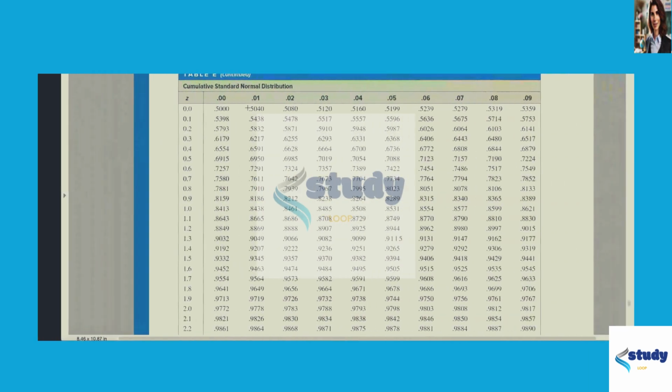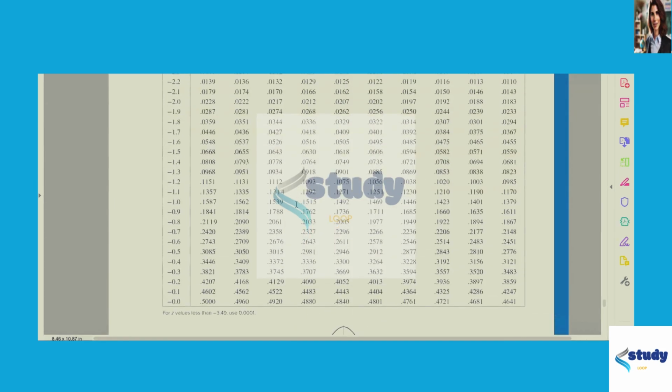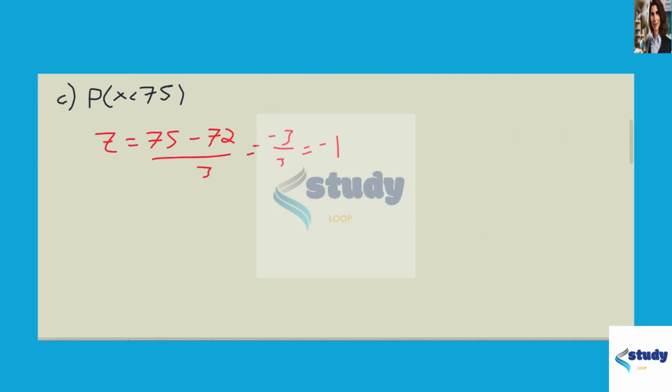And now if you check our z table for negative 1.0, we get 0.1587. So the corresponding probability is 0.1587. And that is our final answer because this is already a less than, so we don't need to do any rearranging.